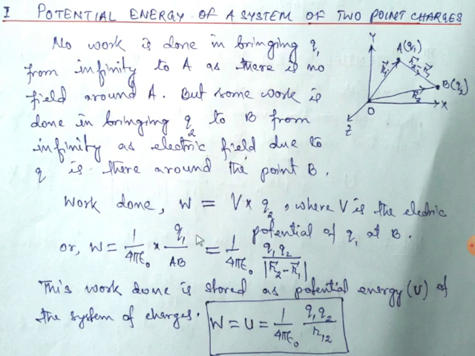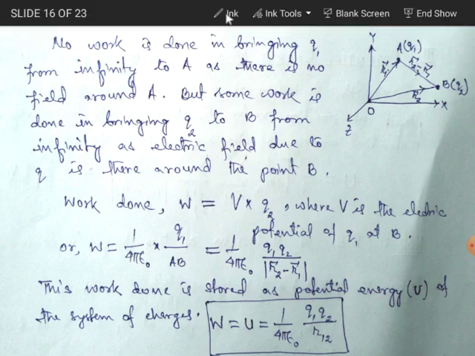So from that definition, work done will be equal to what? The potential at B times Q2. So your work done will be equal to the electric potential for this Q1 at B. Okay, that will be equal to what? 1 by 4 pi epsilon naught Q1 by AB. And I missed one thing here. This will be Q1 times Q2. So Q2 is missing here. You need to put Q2 here.